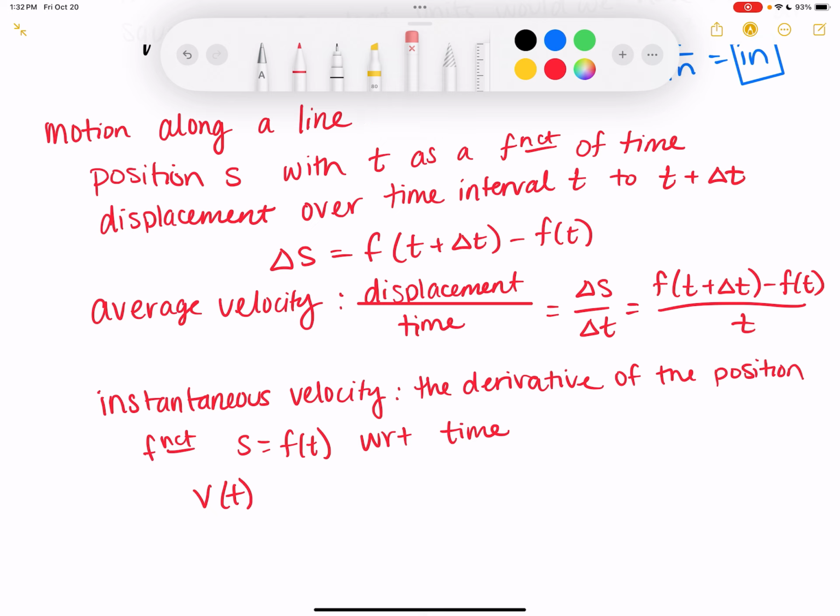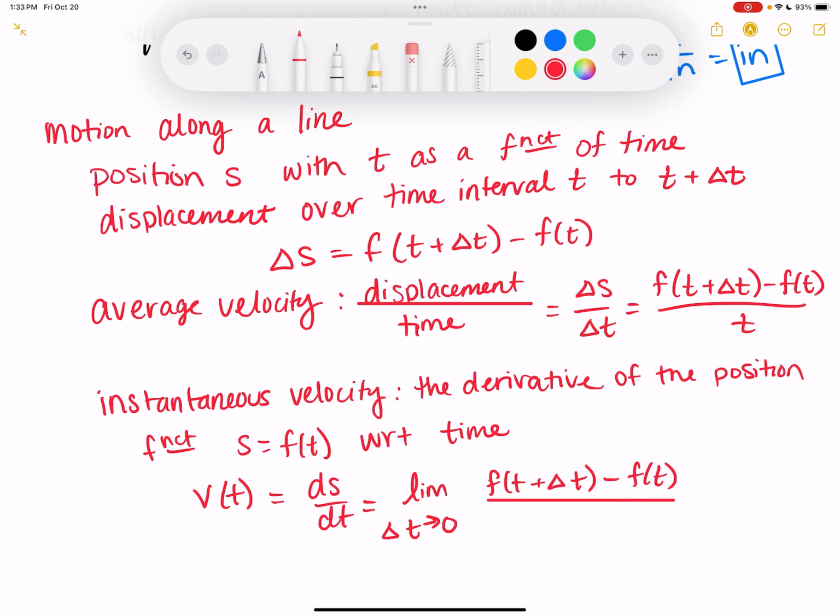So v of t is equal to ds/dt, which is equal to the limit as delta t approaches 0, and this is the long way to do this, of f of t plus delta t minus f of t, all over delta t.